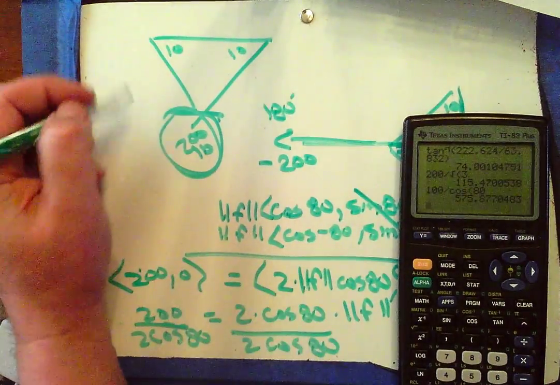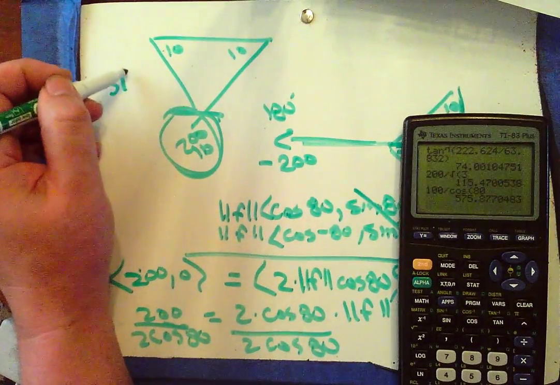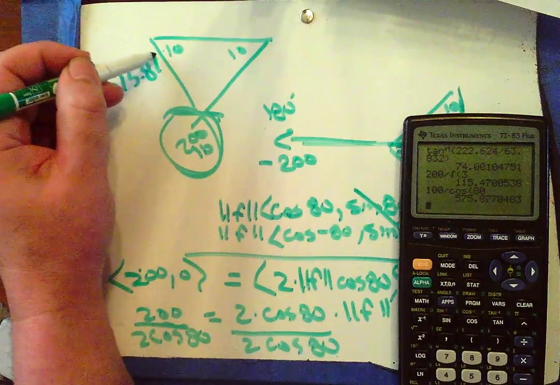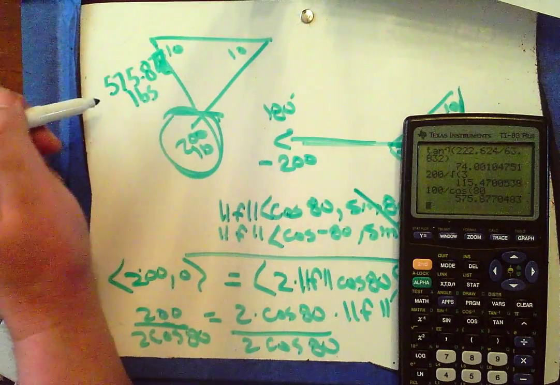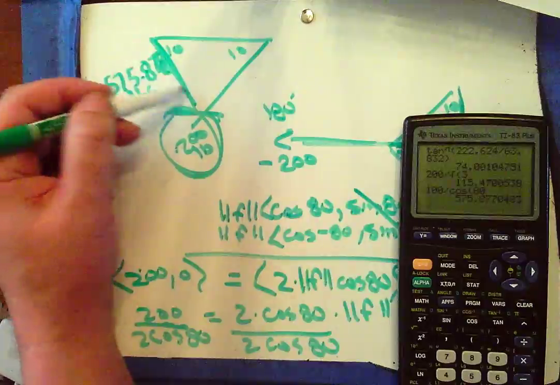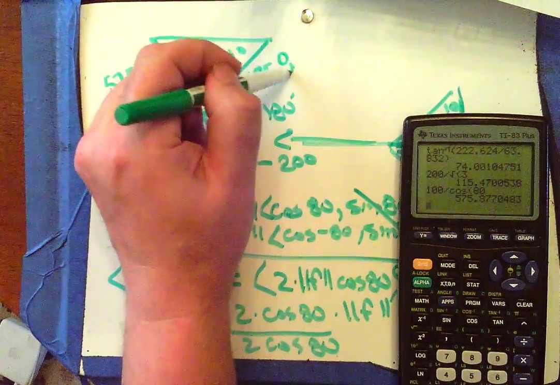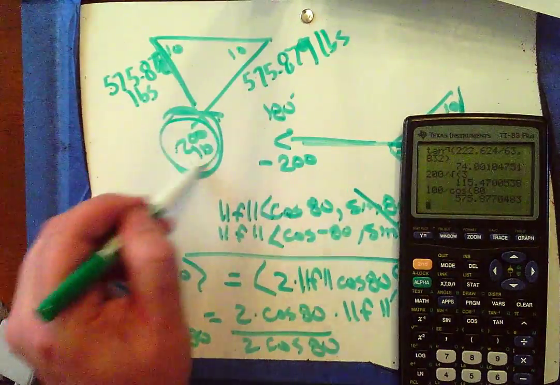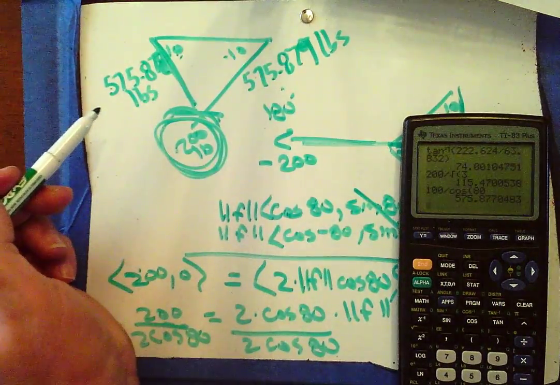And now it turns out that when this is only 10 degrees, each of these is taking a whopping 575.877 pounds. More than twice the load of the climber is on each of these simply because of these angles.